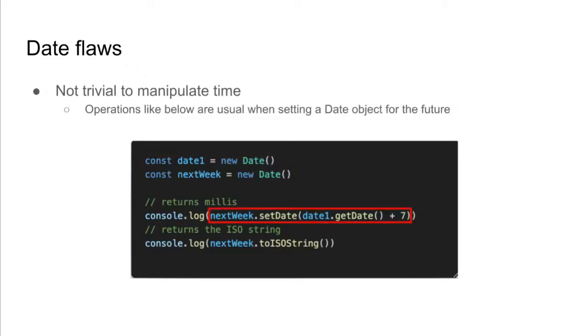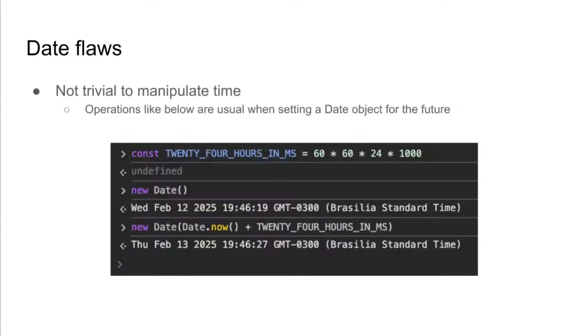To accomplish that, I need to use the setter method on the next week object, and use the getter method on the first reference object and add 7 to it, so I can represent a time 7 days from now. Notice that setDate first mutates the first object. So it's the same reference object, but with a different state now. And the setDate method will return milliseconds. It won't return a new Date object, nor is it chainable by returning the same Date object.